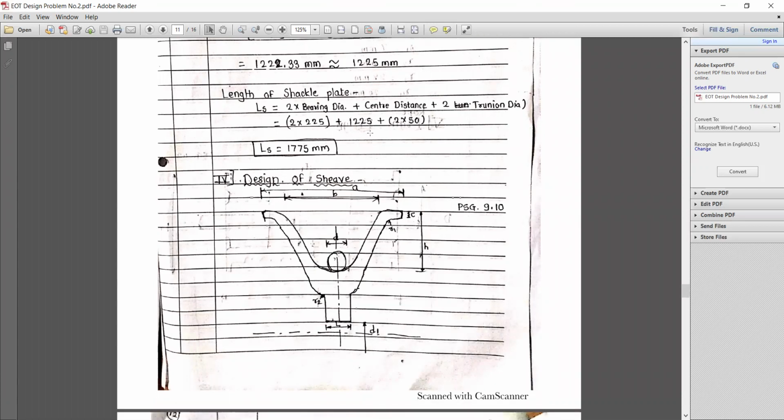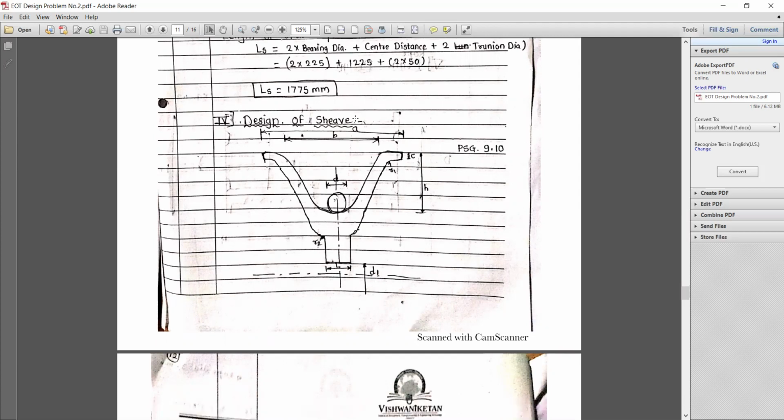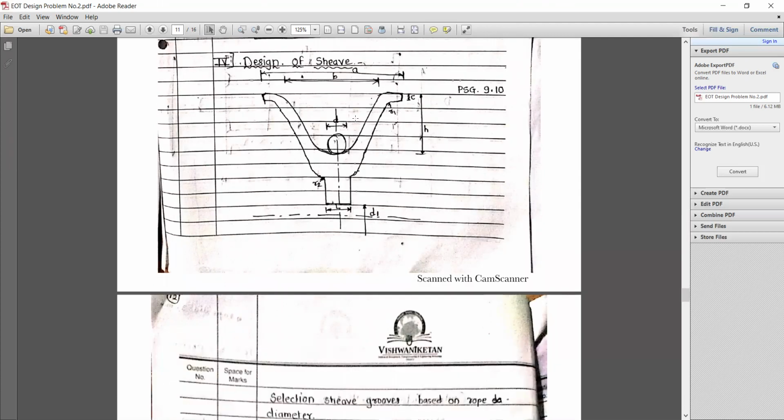So LS is equal to twice the bearing diameter plus the center distance plus the trunnion diameter. So bearing diameter is 225, the center distance is 1225 and the trunnion diameter is 50. So total length of the shackle plate is 1775 mm. Okay. Now next, design of sheave.